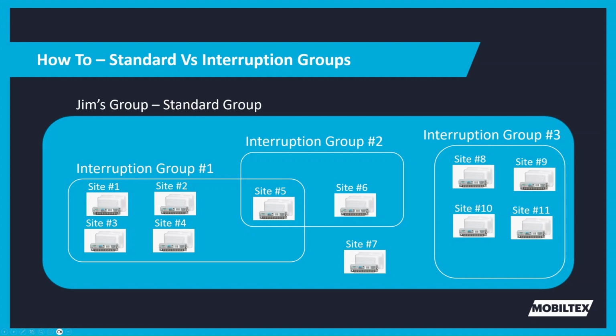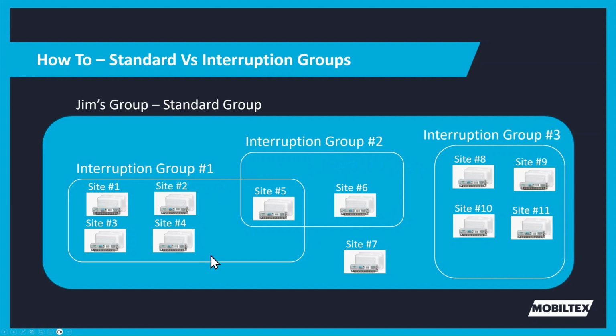A site can only be assigned to one standard group, but the same site can be assigned to multiple interruption groups. In our example, the local tech gym has a standard group that contains 11 sites. Jim will receive email alerts when any of the 11 RMUs within his group send an alarm.